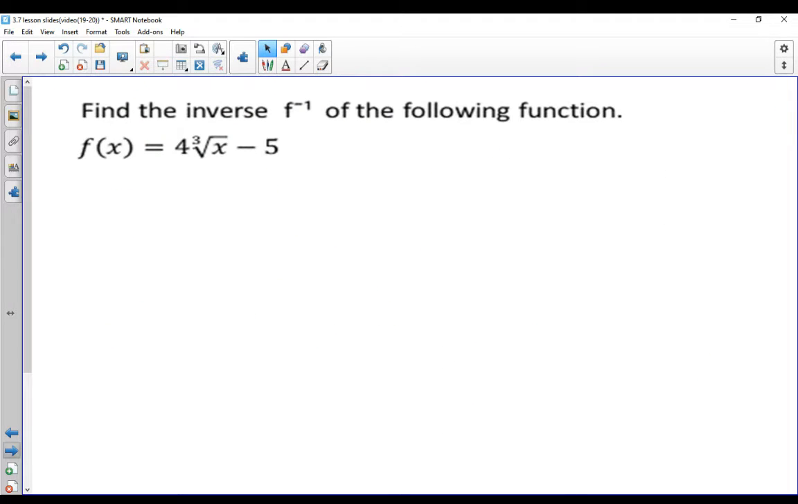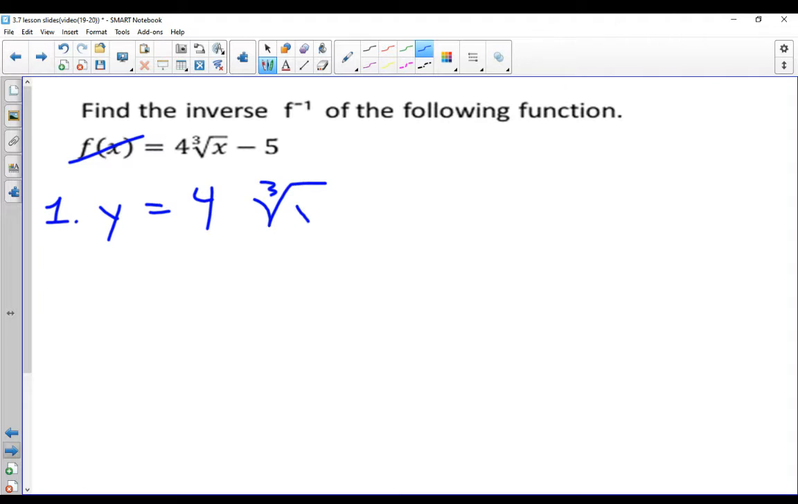Now, let's find the inverse of this function. First thing we're going to do, again, is change the f of x to y, and we're going to have 4 times the cube root of x minus 5. Now, some of you may feel a little uncomfortable about the cube root of x here, and you're wondering, how am I going to get rid of that cube root of x?